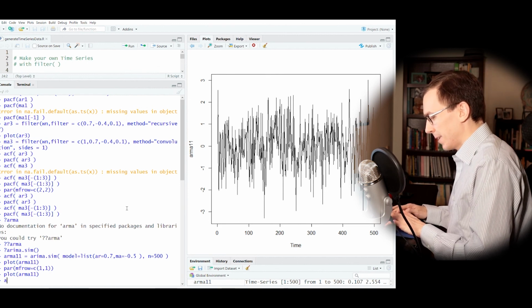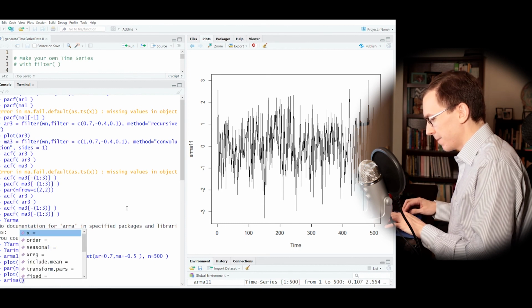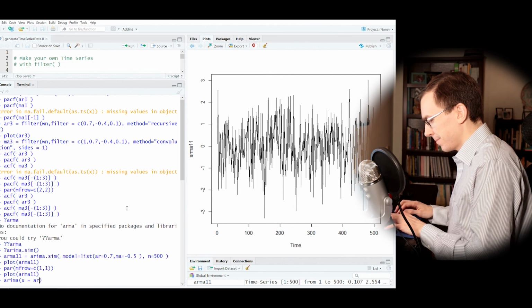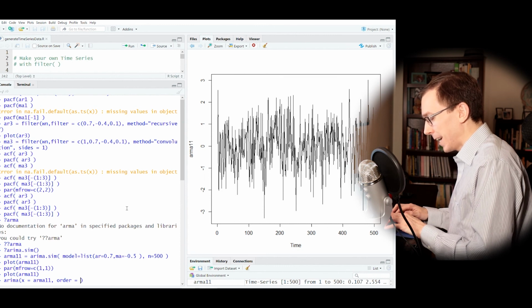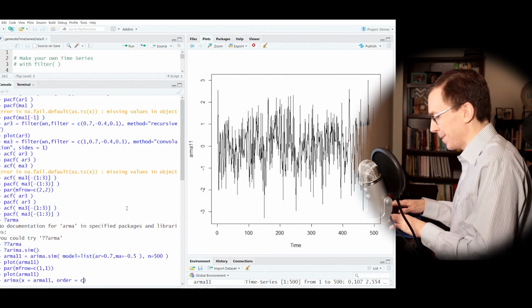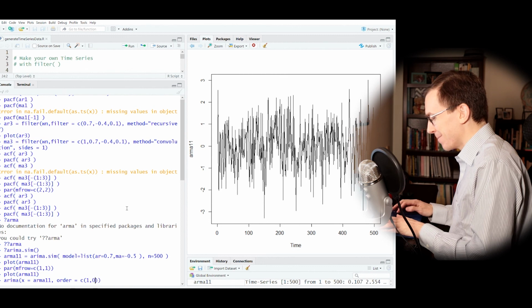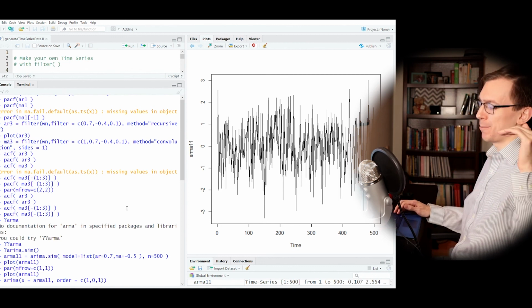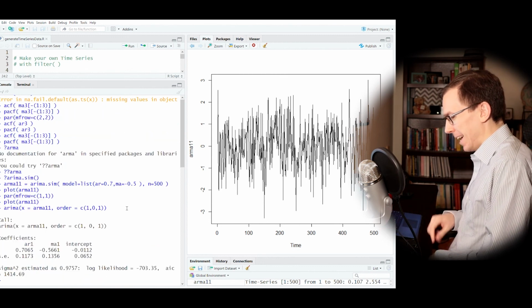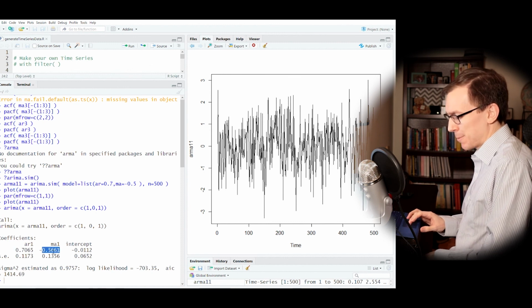And to do that, I'm going to use the ARIMA function and try to actually fit a model to it, and I should get two coefficients. Well, I'm going to tell it to give me two coefficients, so it better give me two coefficients, but it should get something close to 0.7 and 0.5. And yeah, that looks pretty good. 0.7, and I should say minus 0.5.